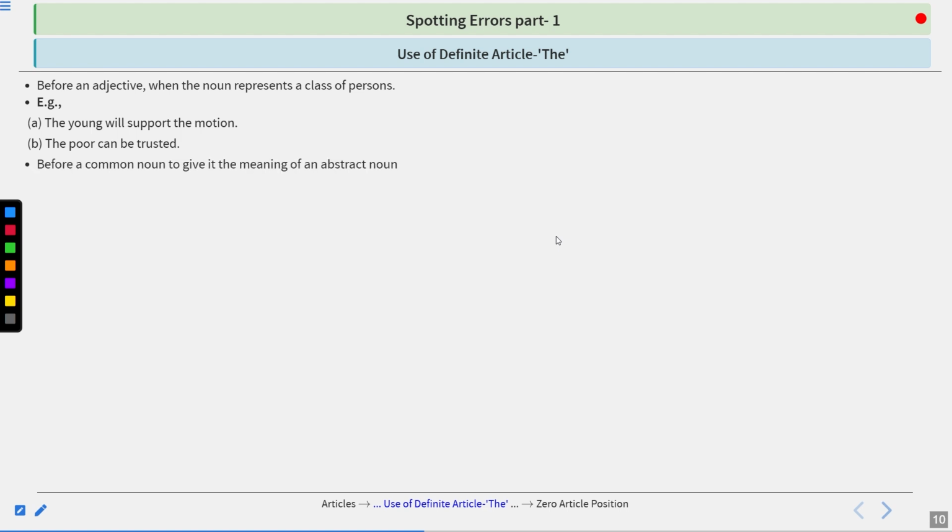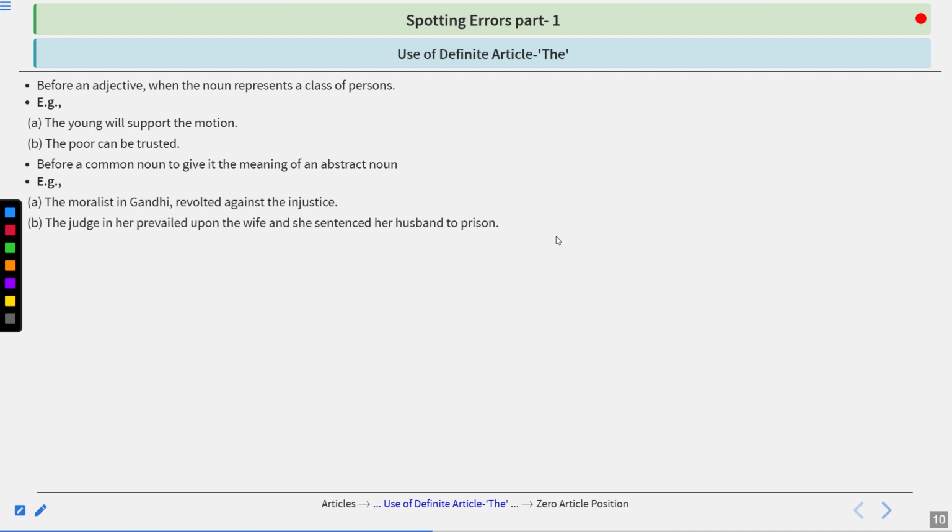Before a common noun to give it the meaning of an abstract noun. Example: the moralist in Gandhi revolted against the injustice. I hope you have understood. The judge in her prevailed upon the wife and she sentenced her husband to prison. I hope you have understood. Here we are not talking about the woman, but an abstract thing taken by the common noun.